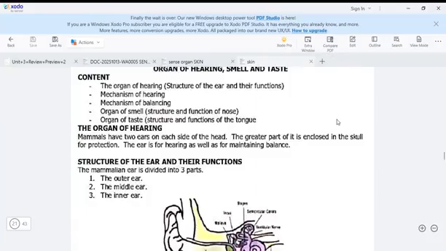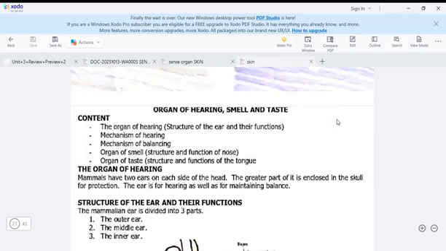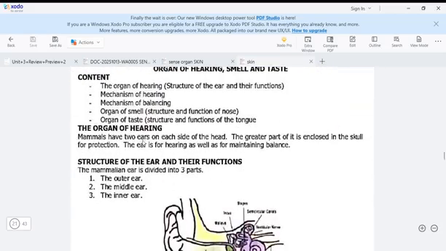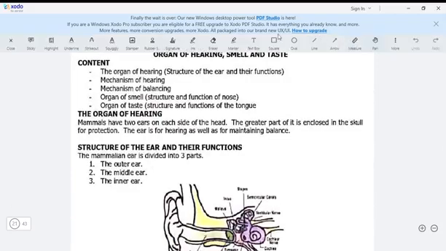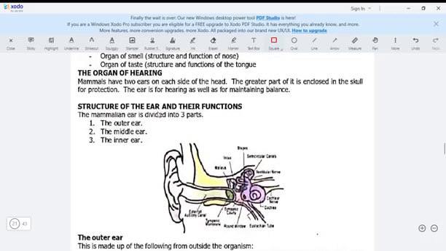In this lesson, we'll be looking at the topic, the ear. What is the ear? The ear is the organ of hearing. Not only for hearing, but also for balancing. So let's proceed to look at what the ear entails and what the parts of the ear are.